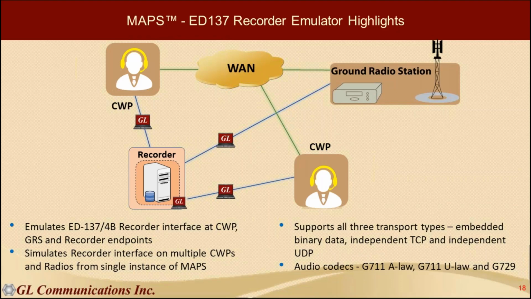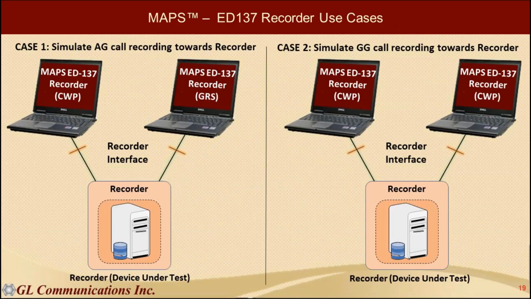And most importantly, it supports all three audio transport methods mentioned in the ED137 specifications. Basically, these are embedded binary data wherein the payload is carried over the RTSP messages, independent TCP, and the third one is independent UDP. So this slide shows some of the common use cases of a recorder emulator. In the first case, the recorder vendors can use emulators to simulate air to ground call recording towards the recorder.